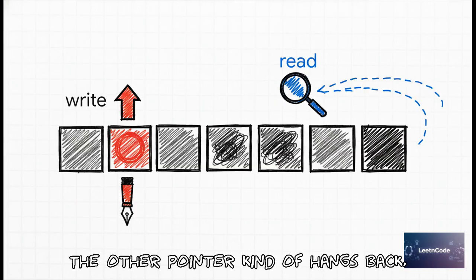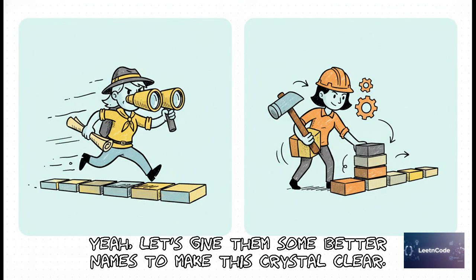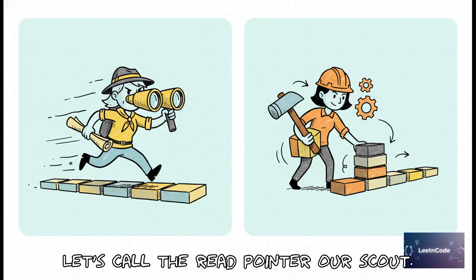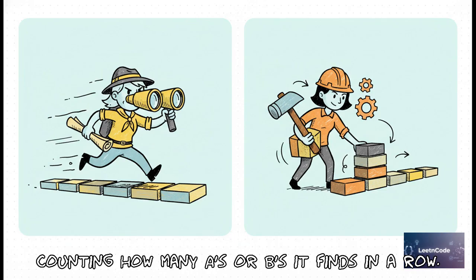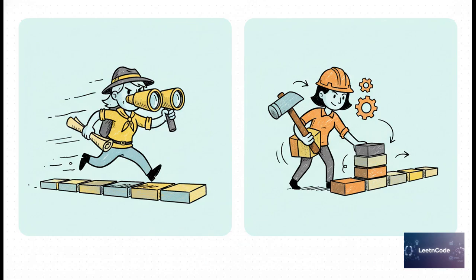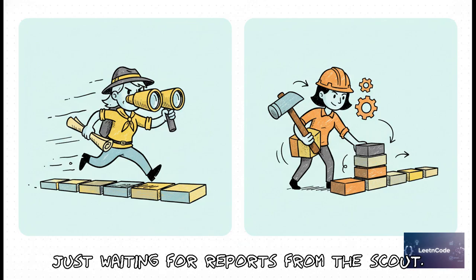The other pointer kind of hangs back, and its job is to write the compressed results back into the front of that same array. Let's give them some better names to make this crystal clear. Let's call the read pointer our scout. It's the one that runs ahead, exploring the territory, counting how many A's or B's it finds in a row. And the write pointer? That's our builder. It stays put, back at the start of the array, just waiting for reports from the scout.